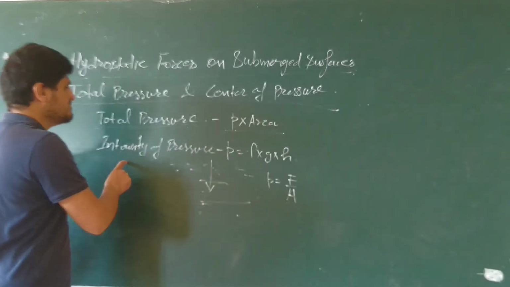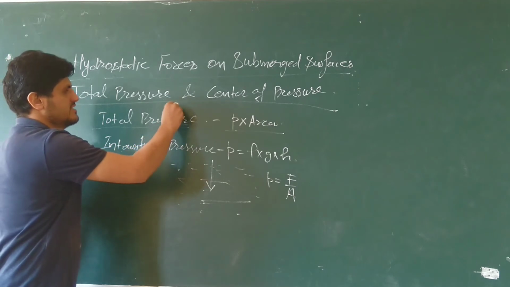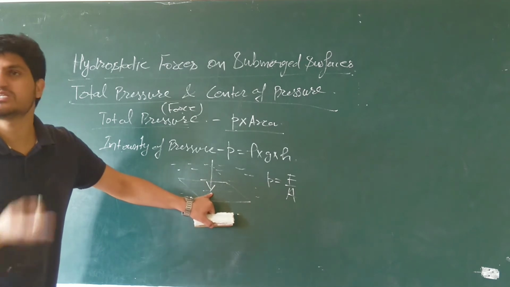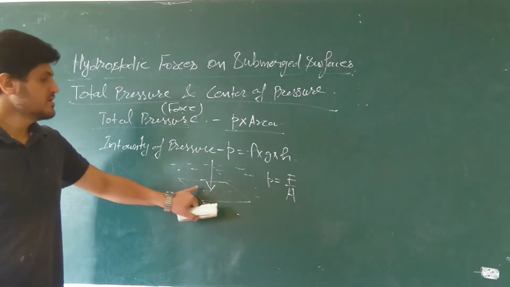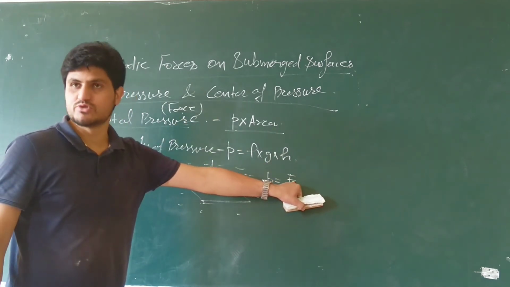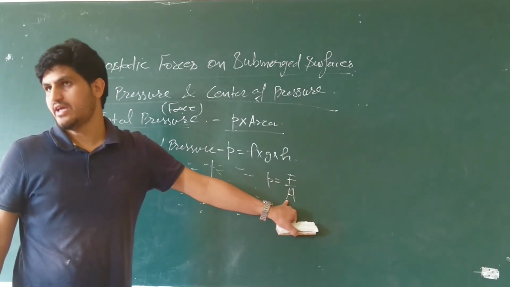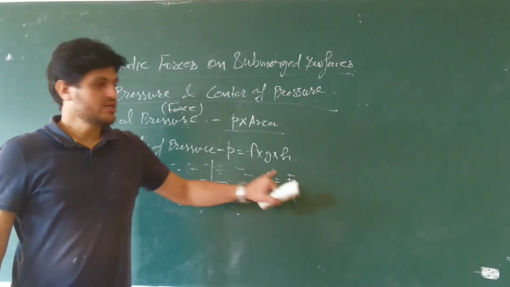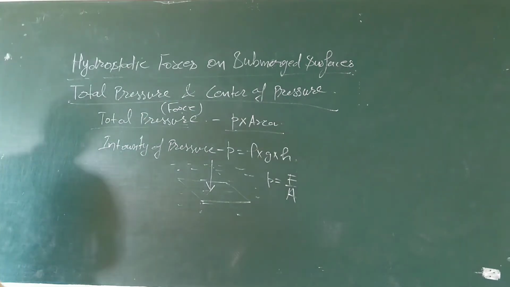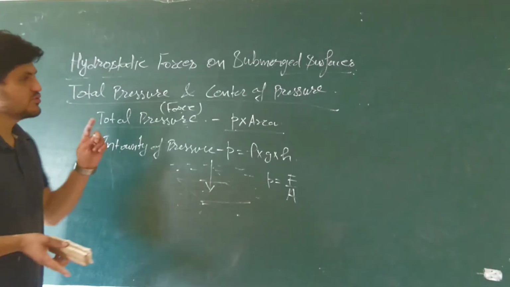But what I am saying here is total pressure. Total pressure is a force. Which force? The force due to which this pressure is being created. So I can say that total pressure will be this force. This will be equal to pressure into area. Is that clear? First of all, the difference between these two should be clear to you. Okay, so now, if I talk about two things here.